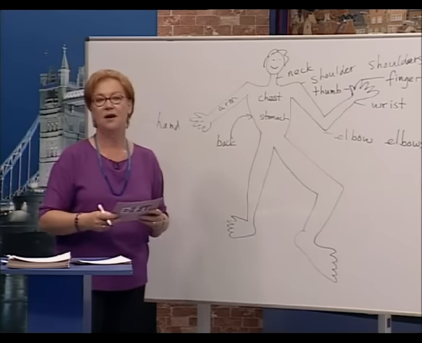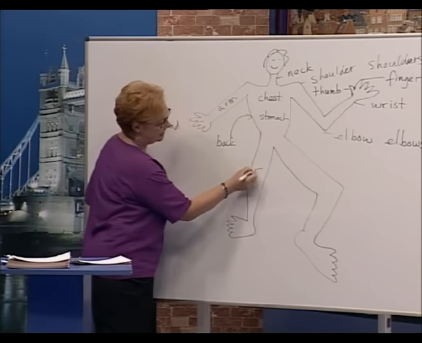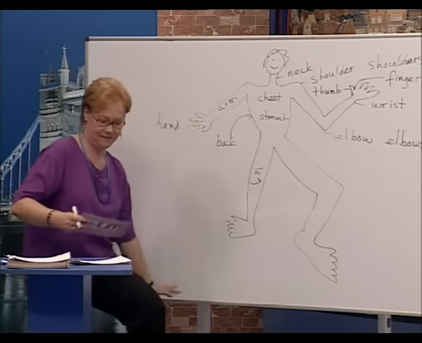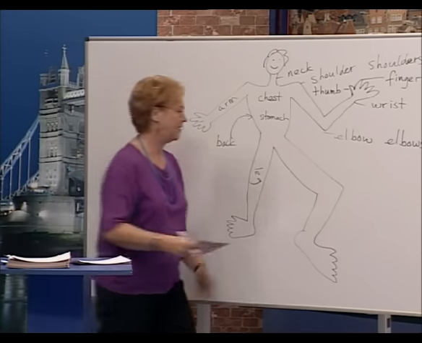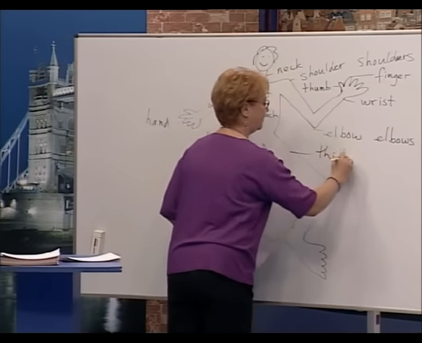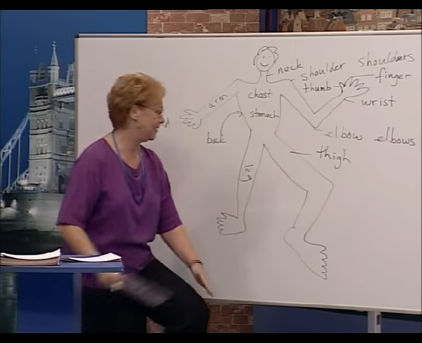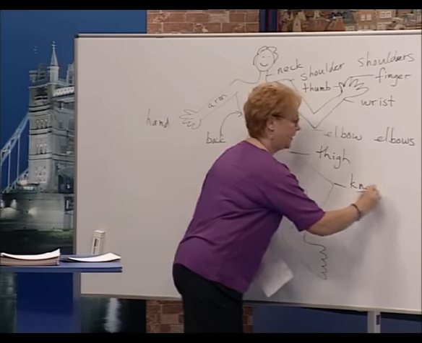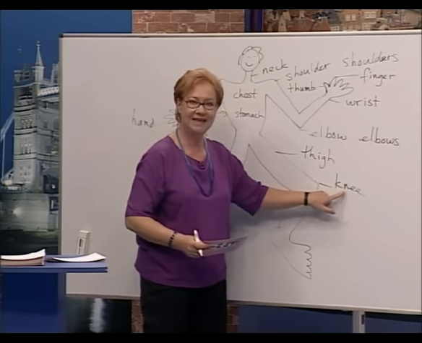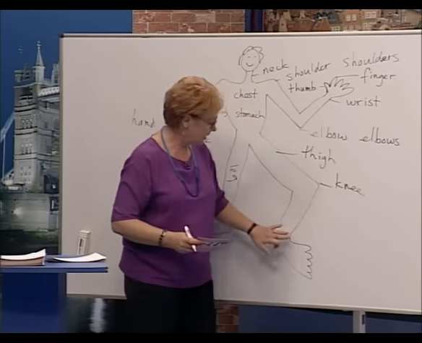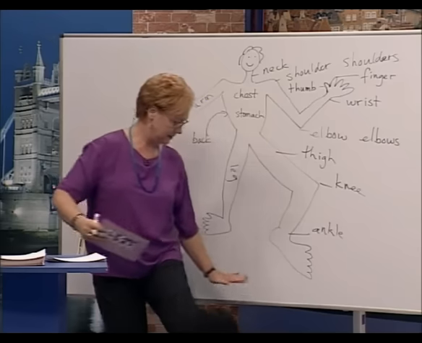Okay? Now, let's look at the leg. All right? Now, this is the leg. This part is the thigh. Okay, this is the thigh. Then we have the knee. Now, remember, for pronunciation, we don't say the k. We just say knee. All right? And then here we have the ankle. This is the ankle here.